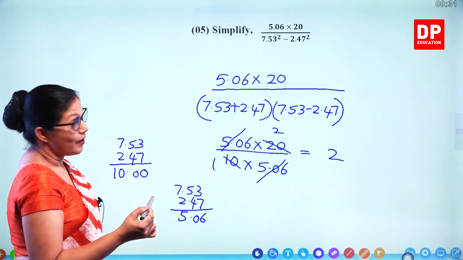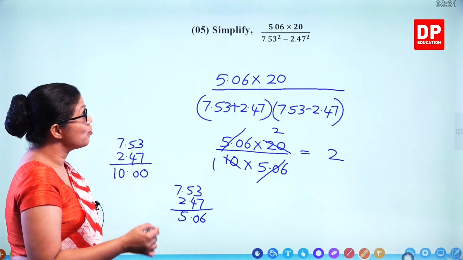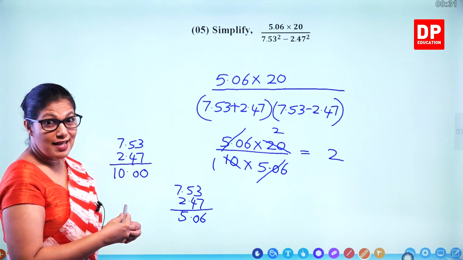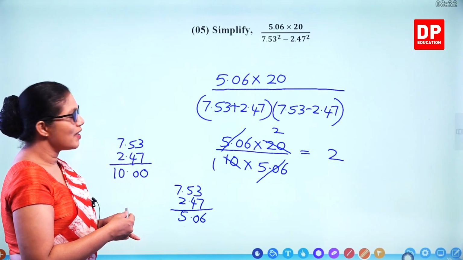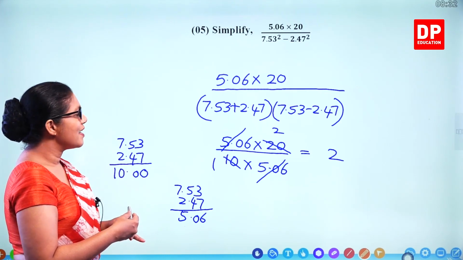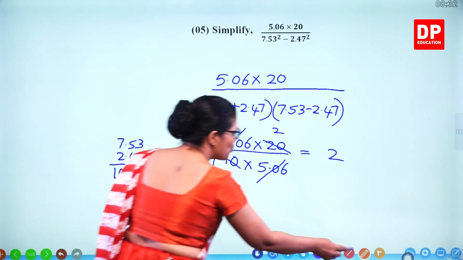So when you look at the question, it seems like you have to do a lot of calculations in decimals, but when you use the difference between 2 square terms, you get the same term and the terms get cancelled out. So 2 marks.